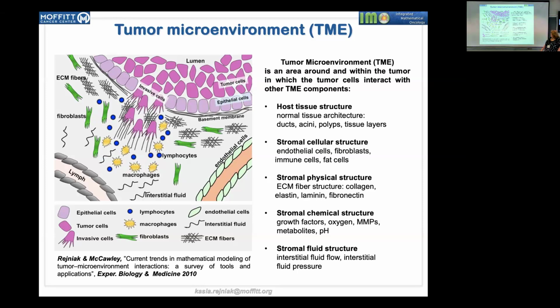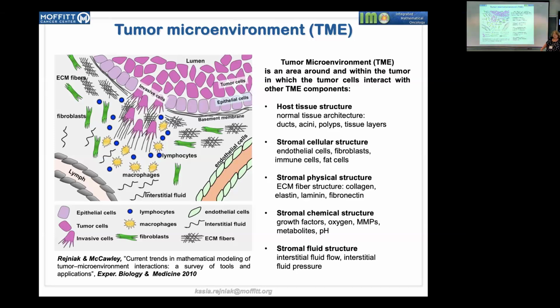The third component is what we call the physical component. So the structure of the extracellular matrix. Again, the cells are not in a vacuum. There is a lot of structure composed of fibers, and of course it's complex too. So there could be collagen, elastin, laminin, fibronectin, and many other proteins that form the ECM.